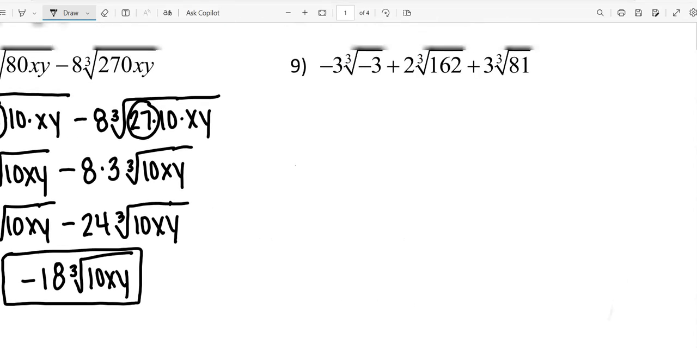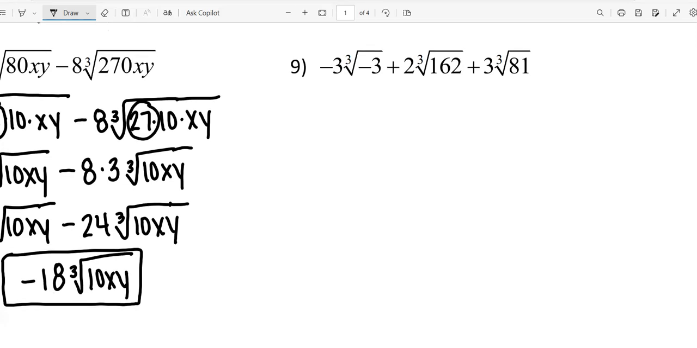All right, working with fourth roots. Nope, cube roots still. What's the largest cube root factor of negative 3? Close. Negative 1. If I could take out the negative, I want to take it out. So negative 1 times 3 is good. Plus 2, and then cube root of 162.